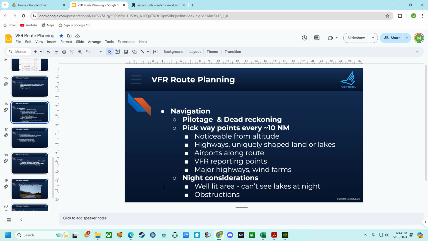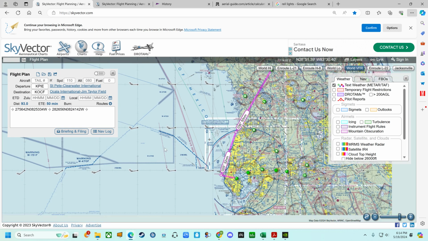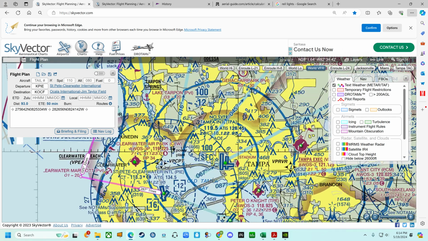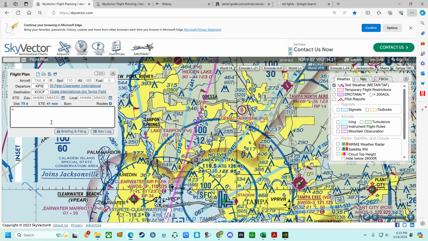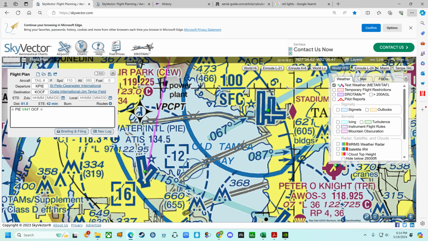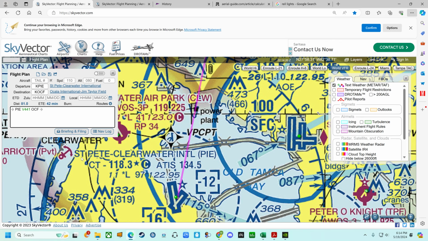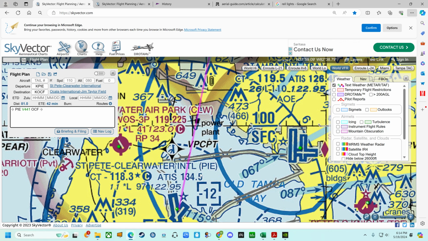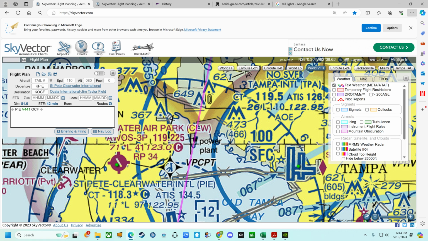So again, from KPIE to KOCF is our example, right? If I was going to take the initial route where I just use Victor 441, which I can put in here, I want to pick out things that are very noticeable. So you'll notice here, coming out of St. Pete Clearwater, you're going over water. There's a highway with a bridge that goes over the water, and then there's a power plant right here in this area.